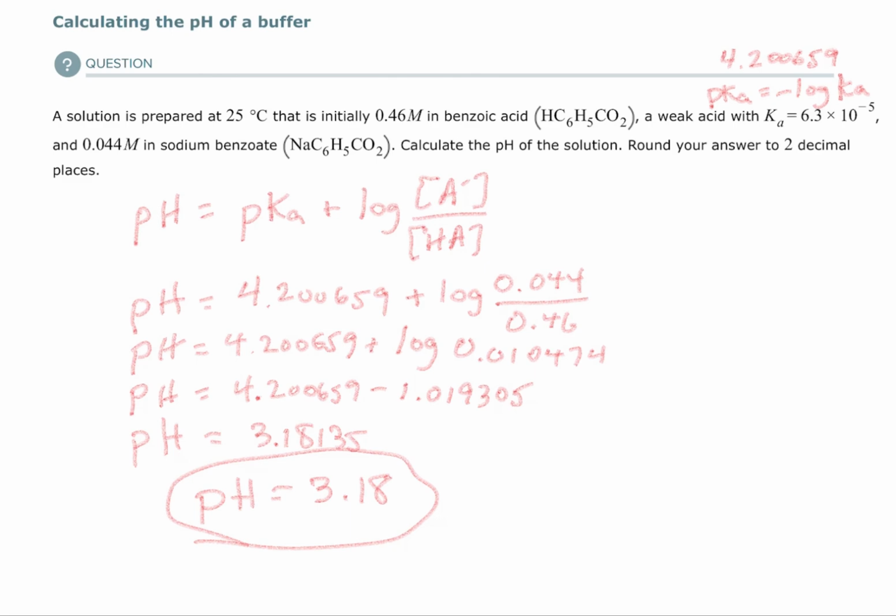So scary question, but really easy if you know that there's an equation for this.